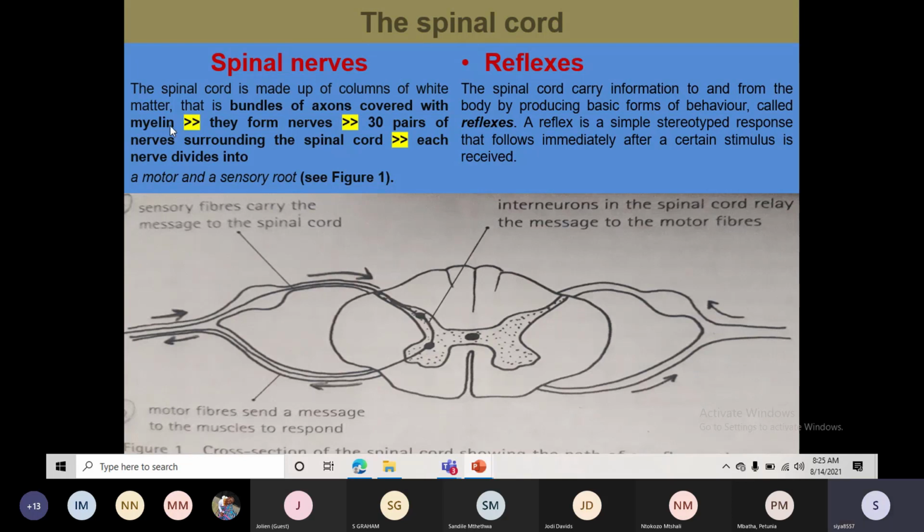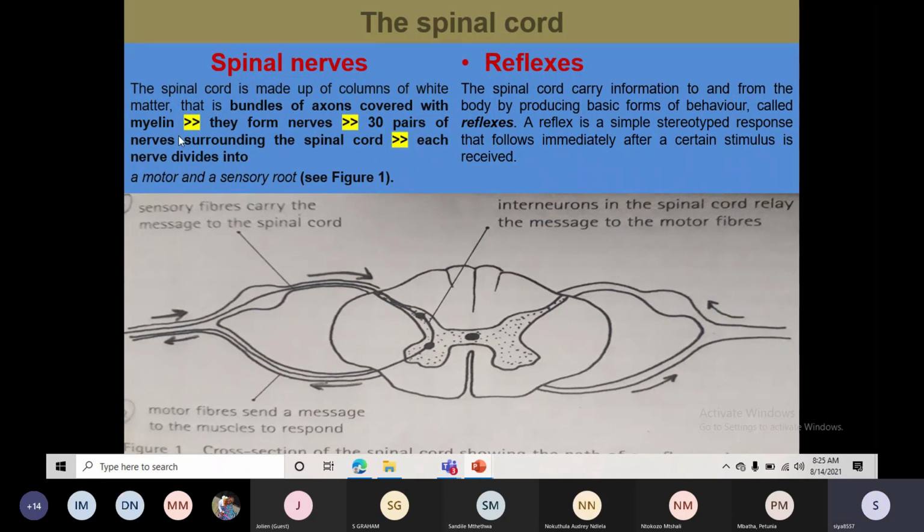Remember, myelin sheath. Myelin sheath is a fatty sheath that covers the axons for it to transport information much quicker. It's a cover, it protects the axons and it facilitates information to be transported much quicker. That's the purpose of myelin. We discussed it last week. These axons form nerves.